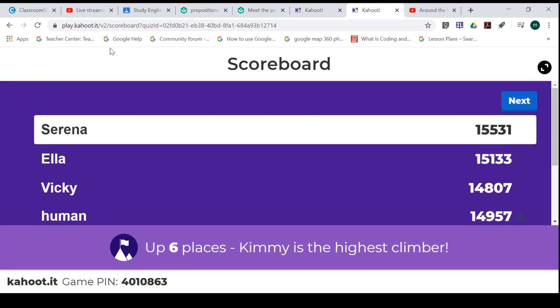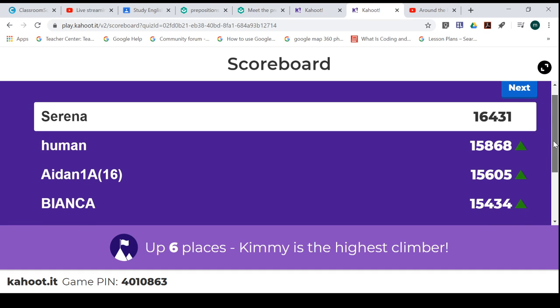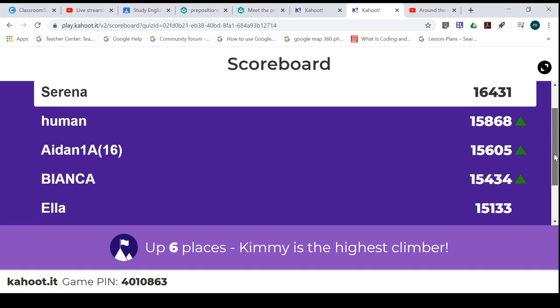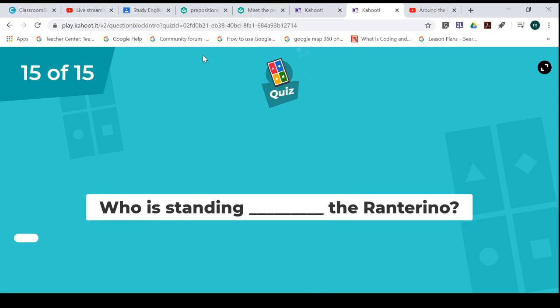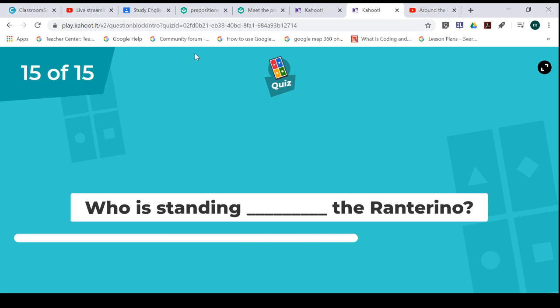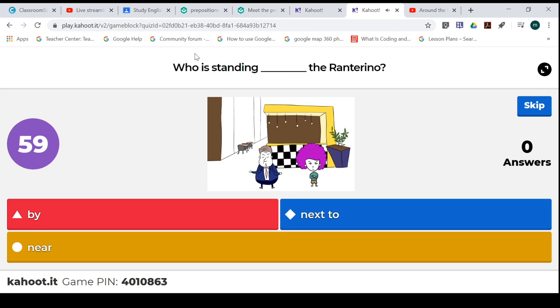Has this changed our top five? Ooh, human. Whoever human is, you are up into second. And we have Bianca has joined the top five. Ella's dropped to fifth. Aidan up to third. Ooh, bit of change. And this is the last one. Who is standing the Ranterino? Now look at the picture. Is it by, near, or next to?